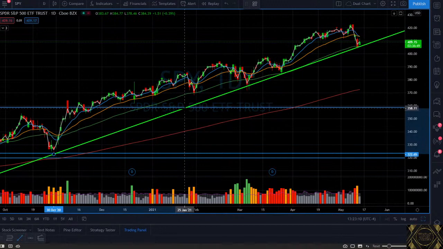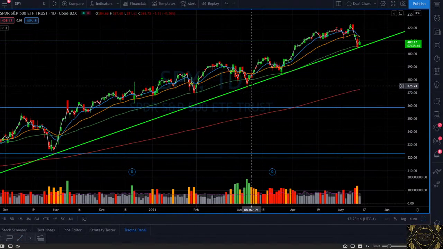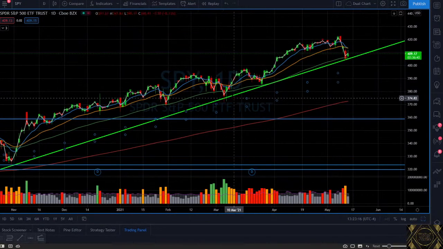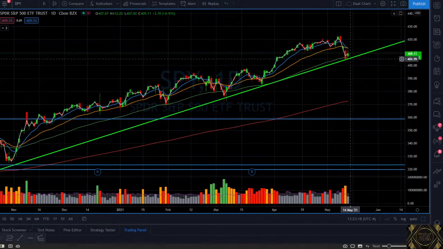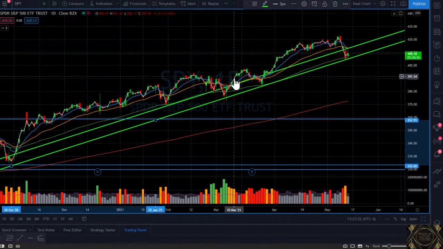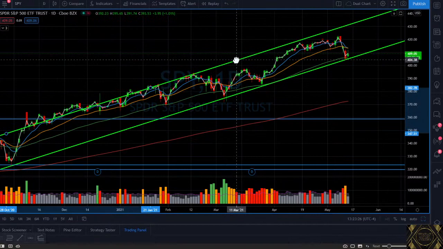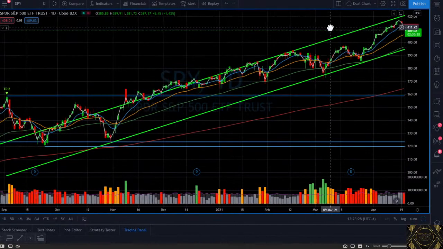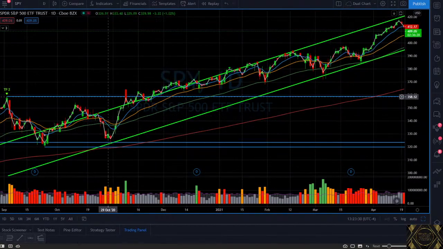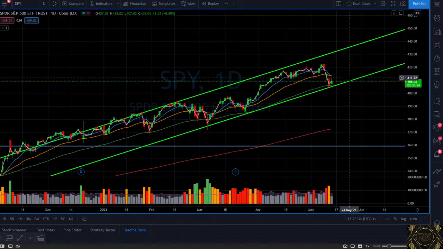So there's a couple ways we can draw this. If we put a line across here and ignore these wicks, obviously they just went a little bit below, then theoretically we have a bounce right here. If I clone this and make a channel, that's not really going to fall correctly. Like this does work, but you can see we channeled up above here.